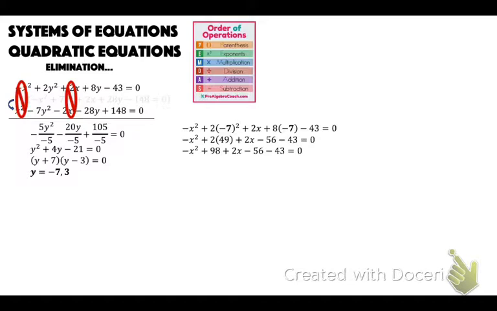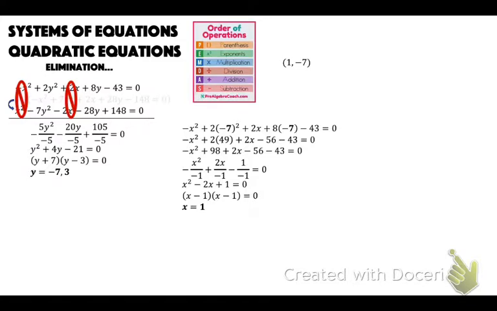2 times 49 is 98. So I have negative x squared plus 98 plus 2x minus 56 minus 43 equals 0. So that's negative x squared plus 2x, 98 minus 56 minus 43 is negative 1. Divide by that negative, so you get x squared minus 2x plus 1. So that factors to x minus 1 and x minus 1, which means that x equals positive 1. Okay, so then our ordered pair here becomes 1 comma negative 7.